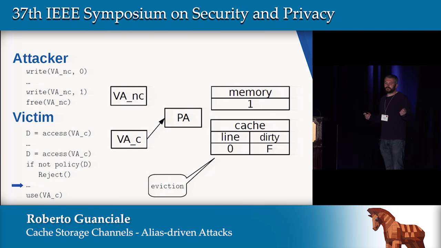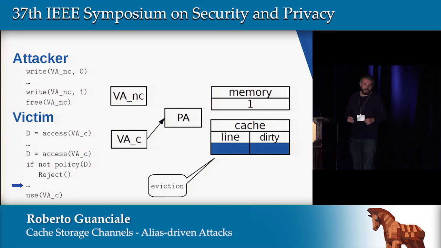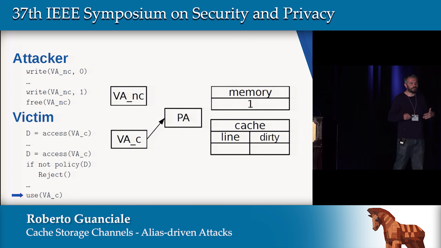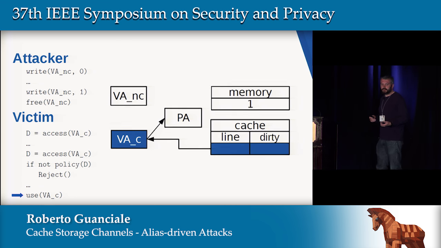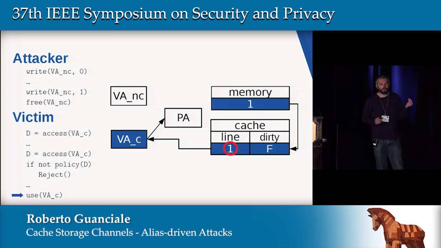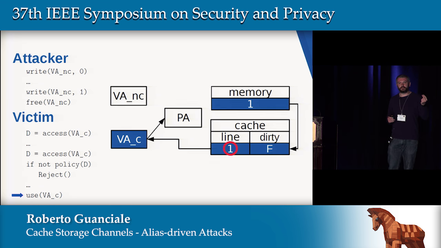But now, for some reason, this cache line is evicted. The victim is performing some additional operation over the memory, so this line is removed from the cache. And later on, the victim uses this virtual alias again to execute the critical function. It reads from VA. This time there is a cache miss. We read from the memory. We fetch one. And basically, the attacker managed to inject one as parameter of the critical functionality, bypassing completely the security policy.